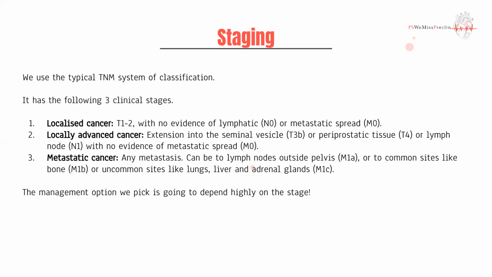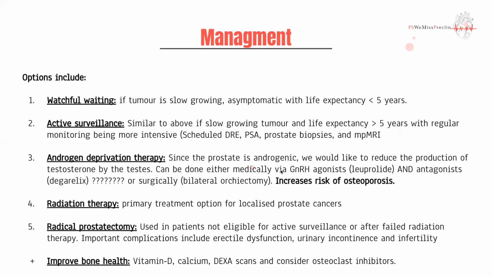And then metastatic cancer means any met, right? So this can be lymph nodes outside the pelvis, common sites like bones, specifically the vertebrae, or uncommon sites like lung, liver, adrenal gland. All of this is going to be bad metastatic cancer. The management option we pick depends on the stage. So let's talk about what options we have.